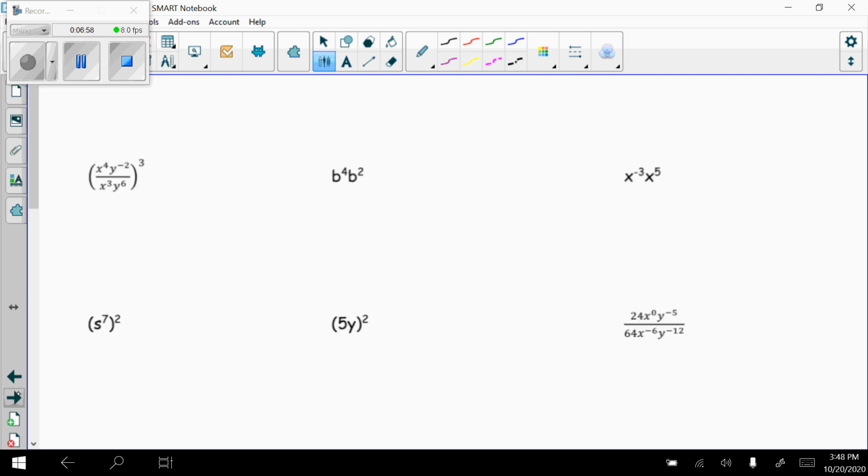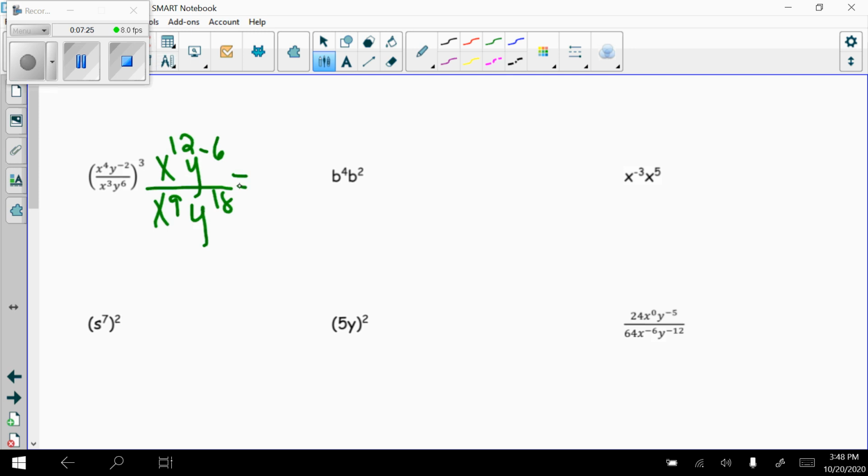X to the 4th, y to the negative 2, divided by x cubed, y to the 6, all of that cubed. I can go ahead and just raise everything to the 3rd power, do my power to powers, and then start simplifying. So remember, power to power, I multiply. So x to the 4th cubed, so 4 times 3 is 12. Y, negative 2 times 3, negative 6. Over x, 3 times 3, x to the 9th. Y, 6 times 3, 18.